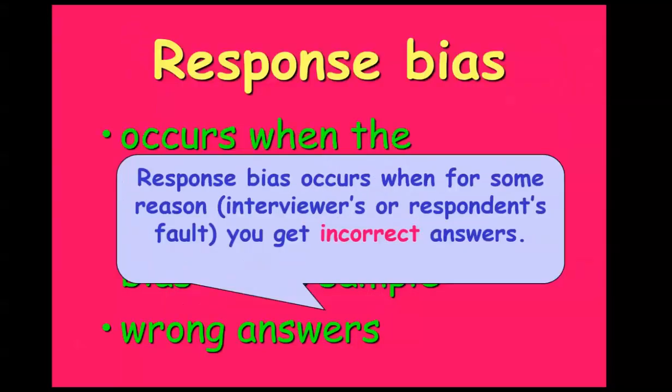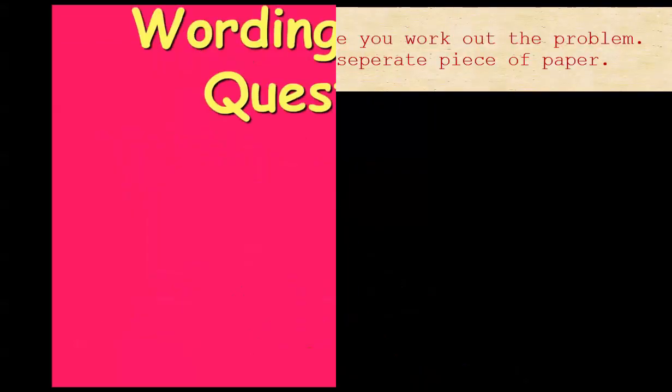Response bias occurs when you actually get incorrect answers. That's going back to the lying, or maybe they just don't know the answer.